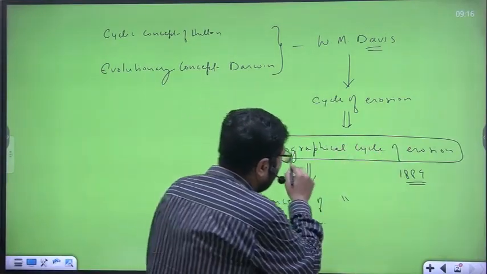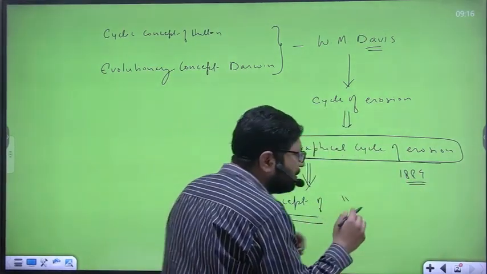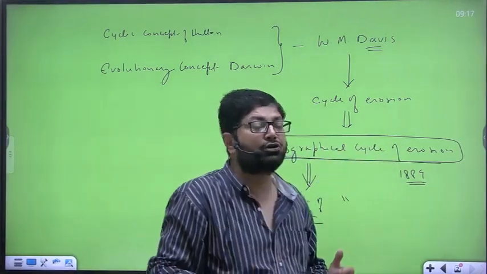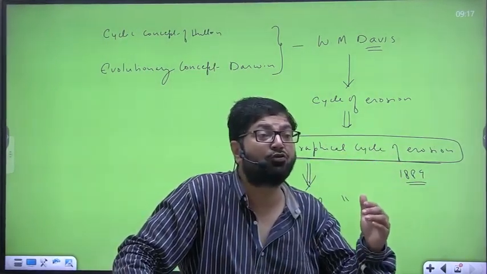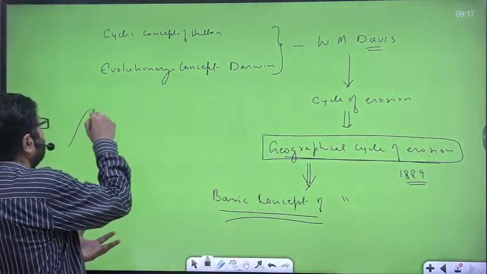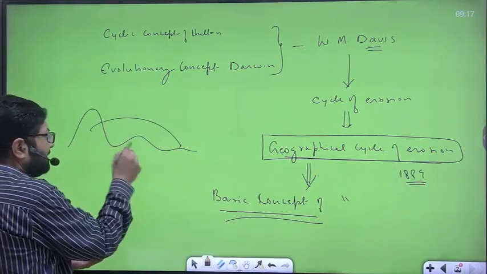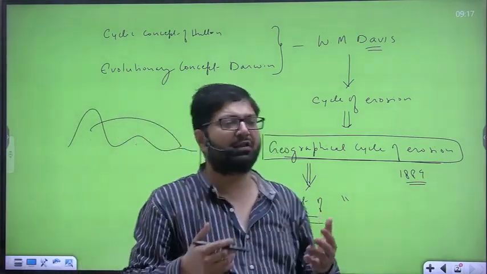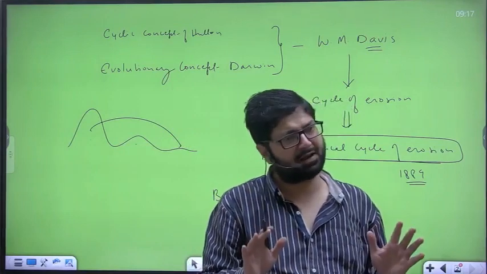This concept of cycle of erosion, landform development was based on the basic concept of sequential or gradual evolution of landform through time, just like evolution of organic life. First it is youthful, then mature, then old. Youthful से directly old नहीं हो सकते. Just like landform also evolves in a same fashion. Initially they are youthful, then they get matured, then they become old. यहाँ तक समझ में आया?